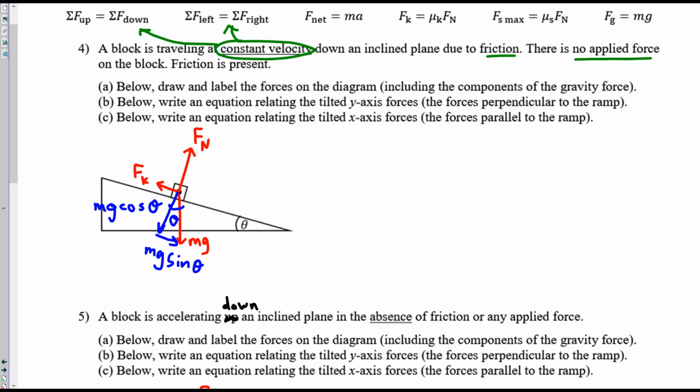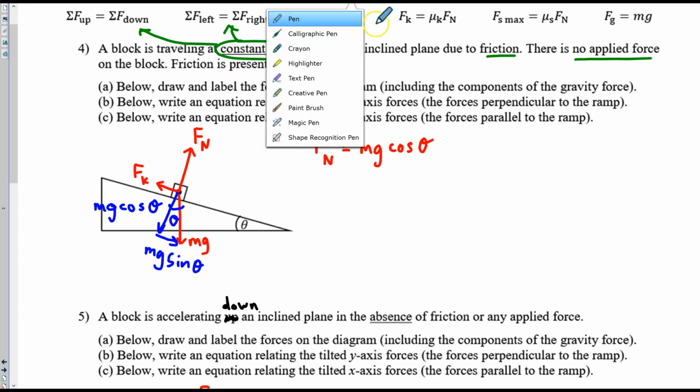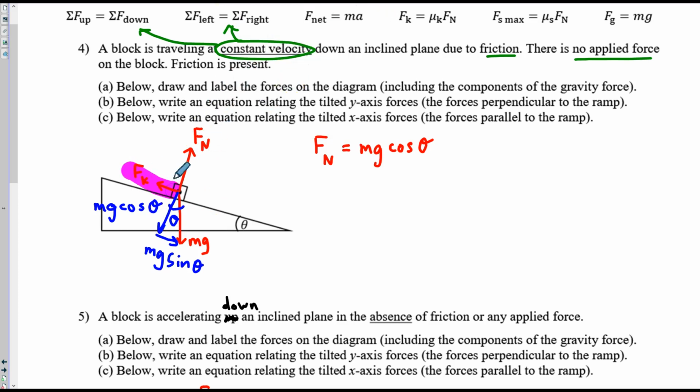When we balance forces on the y-axis, just like we've already seen, we have normal force balancing the tilted y component of gravity. When we balance on the x-axis, because it is constant velocity, the only leftward force is Fk. The only rightward force is mg sine theta. So those two things, they balance each other.